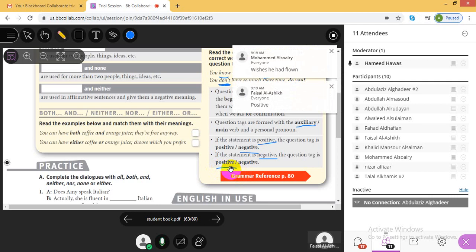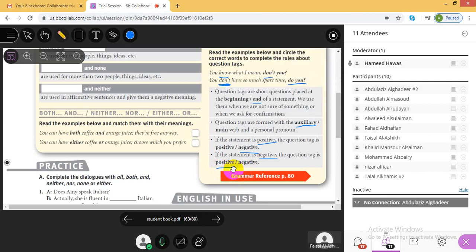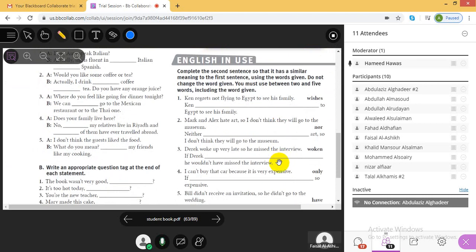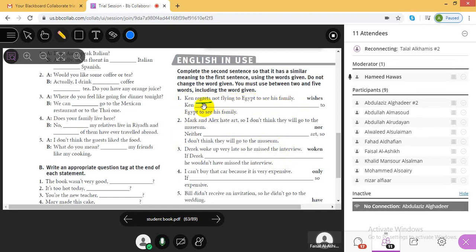Muhammad, mashallah, you start answering the next exercise. Thank you, Faisal Sheikh. Thank you a lot. Let's come to English news. By the way, this exercise is very, very for intelligent guys, so please concentrate. Ken regrets. I will underline the keywords. Ken regrets not flying to Egypt to see his family. So, I mean, he didn't do that action. So he regrets now. Okay?